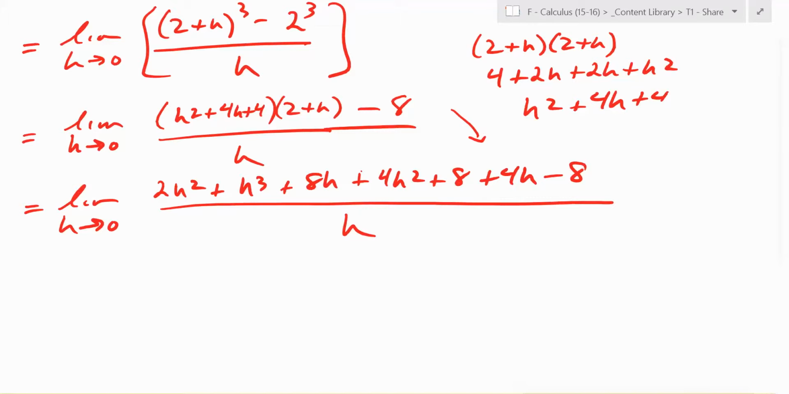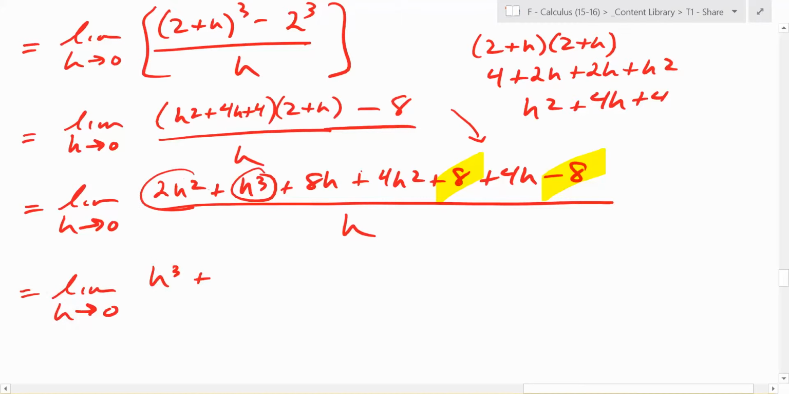Do a lot of things cancel, hopefully? Yeah, well the 8s cancel. That's nice. And then is there a lot of combining? So you have the limit as h goes to 0. We have h cubed. Are there any other h cubes? So we have h cubed plus, and then we have 2h squared, 6h squared, like that. Plus 12h over h.